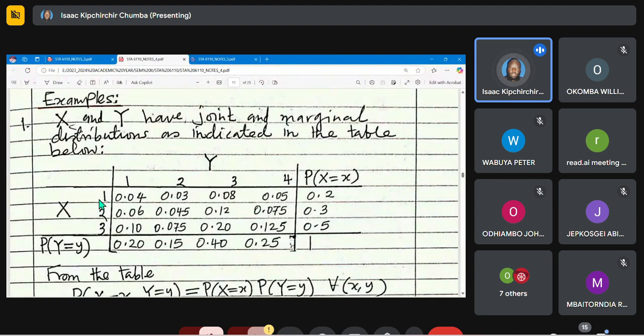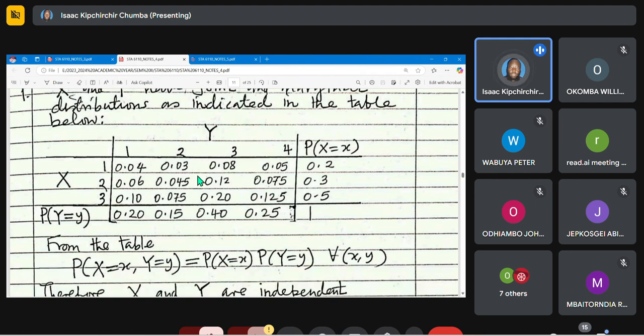So X takes values 1, 2, 3, and Y takes values 1, 2, 3, 4. Those are the probabilities. The probabilities inside the table are the joint probabilities. These are the marginals of X, and this is the marginal of Y. They all sum to 1. If you check in the table, you will find that the joint probabilities are expressible as the product of the marginals.